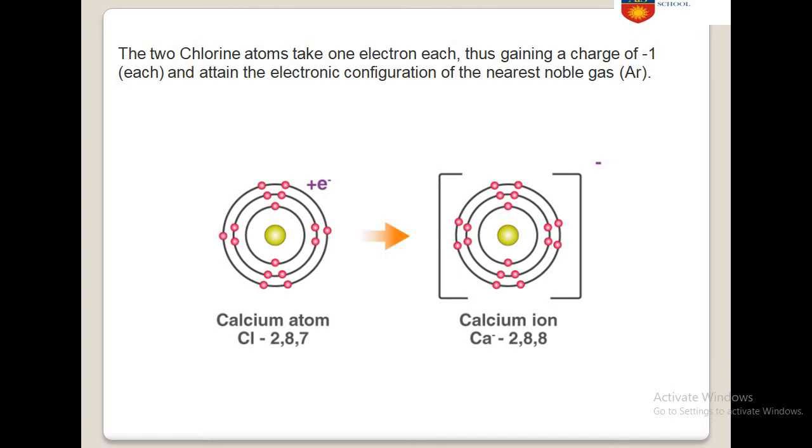Similarly, we can also take another example, sodium chloride. Sodium has the electronic configuration 2, 8, 1, whereas chlorine has 2, 8, 7. Sodium has 1 extra electron, so if it donates 1 electron from its valence shell, it can attain a noble gas configuration, whereas chlorine needs 1 electron so that it can attain the nearest noble gas configuration.